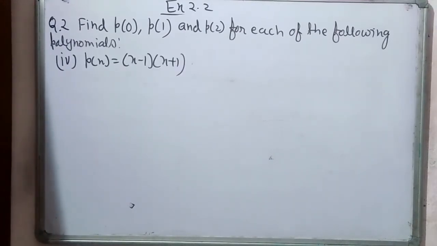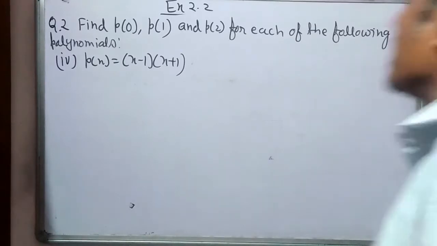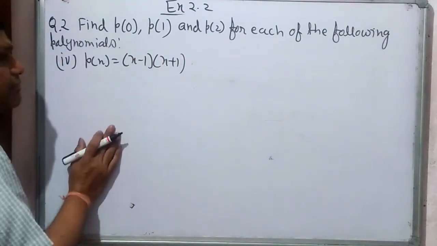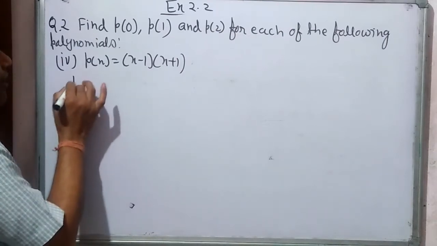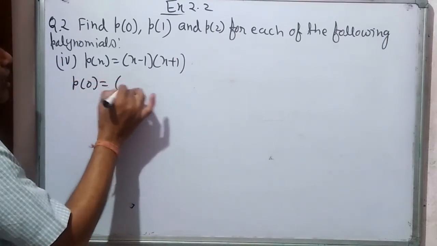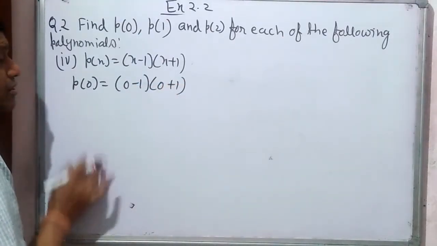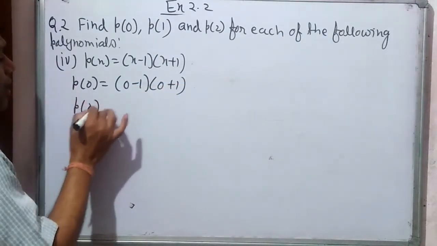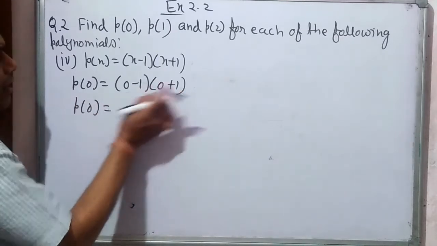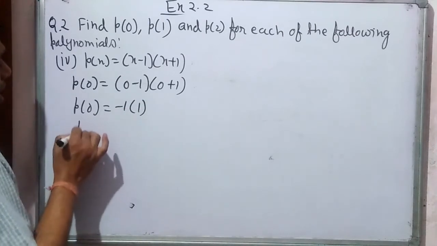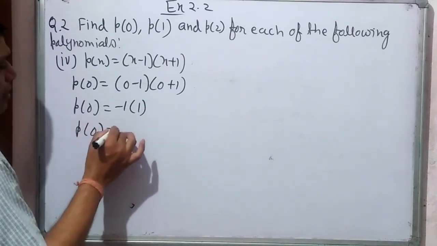The fourth part is the polynomial in x given as x minus 1 multiplied with x plus 1. Again, for finding P0, we have 0 minus 1 multiplied with 0 plus 1. That will be how much? That will be minus 1 multiplied with positive 1, and the result will be negative 1.